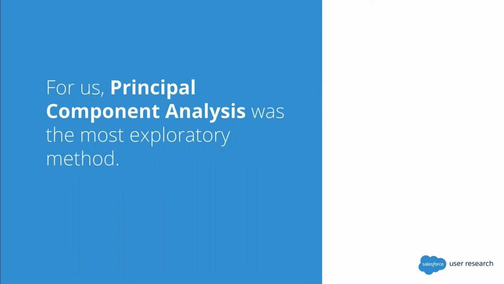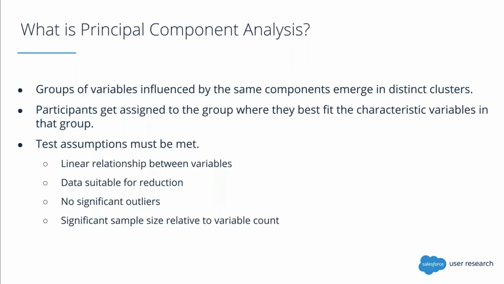So we ended up deciding to go with a principal component analysis. So for us, this was a super exploratory method. It gave us a lot of room to play with the variables. Okay, so what is a PCA? A PCA is basically a statistical method where groups of variables that are influenced by the same component emerge in distinct clusters.